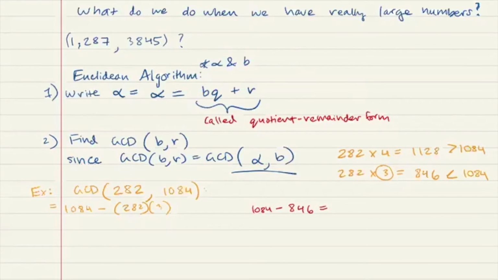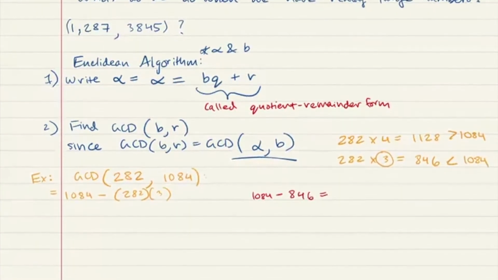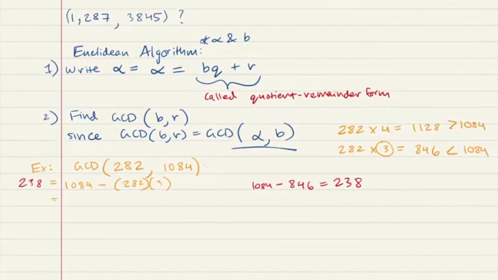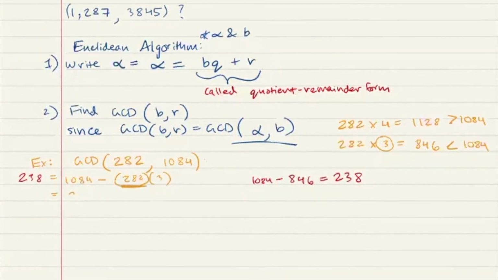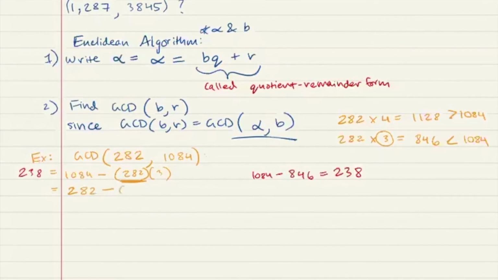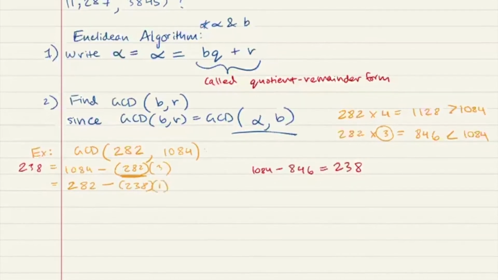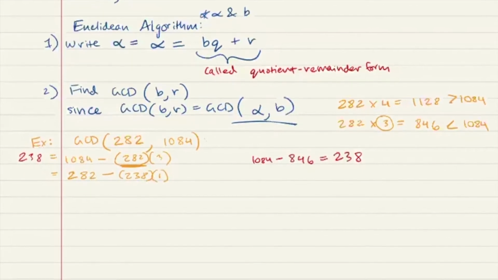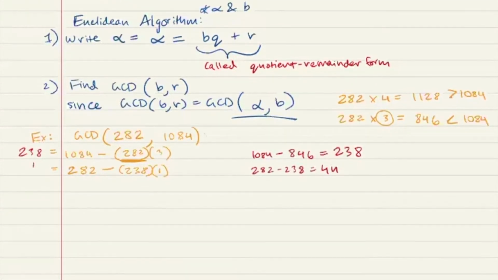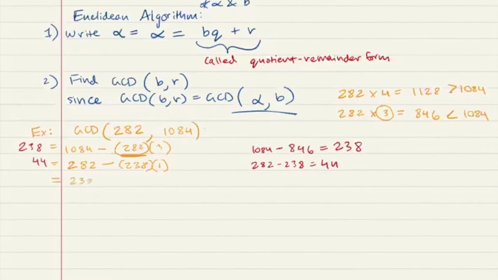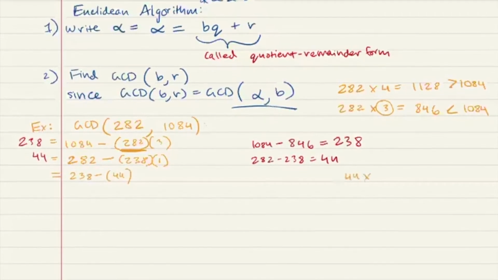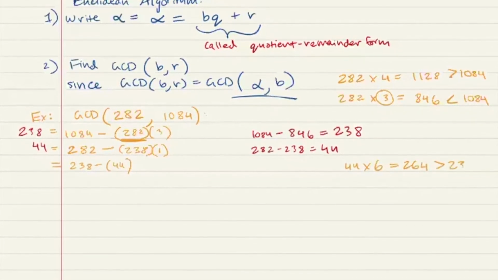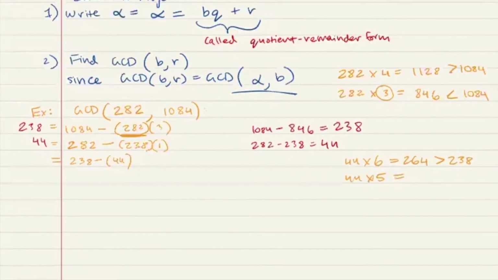For the next step, we take the GCD of the difference, 238, and the smaller number from the previous pair of numbers, which in this case is 282. So we take the larger of the two numbers, which is 282, and subtract from it the largest integer multiple of 238 less than or equal to 282. Since 238 times 1 is less than 282, and 238 times 2 is definitely greater than 282, we do 282 minus 238, which is 44.